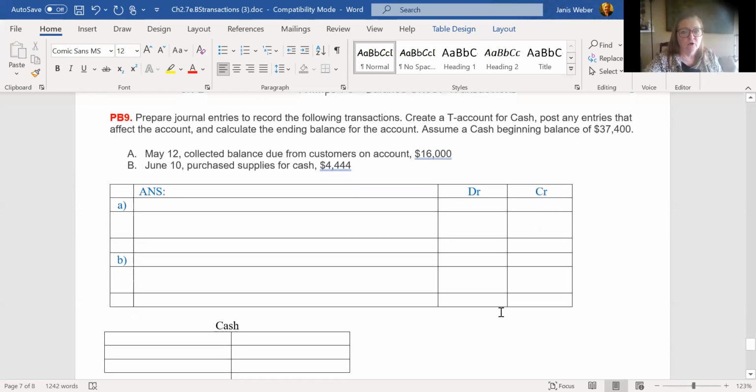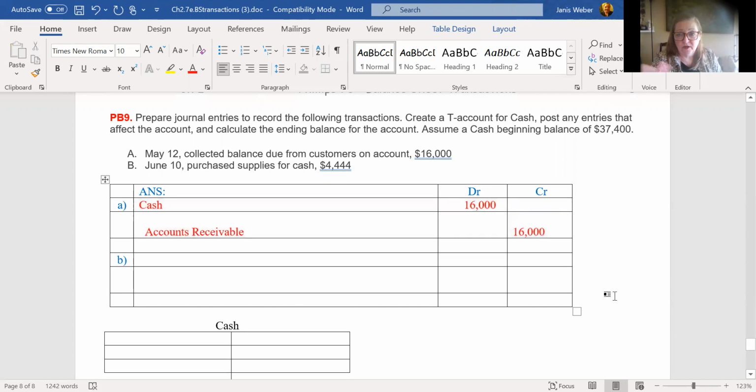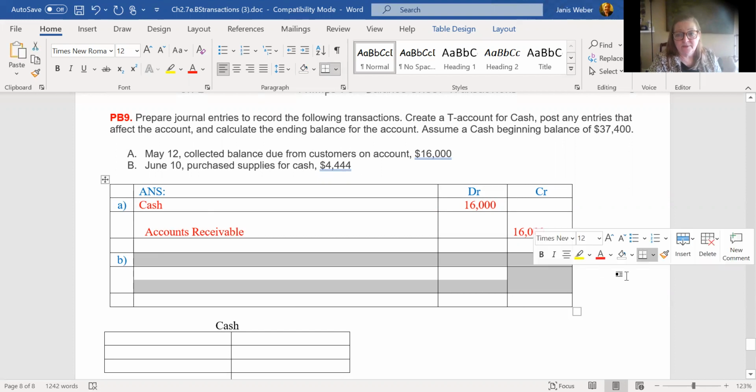All right, here's a couple more. We collected the balance due from customers of $16,000. So if it says collected, that means you're going to debit cash. You're going to credit the accounts receivable because we got it from our customers on account. Then on June 10th, we purchased supplies for cash. Supplies is an asset account. We debit that asset for $44.44 and we credit cash.